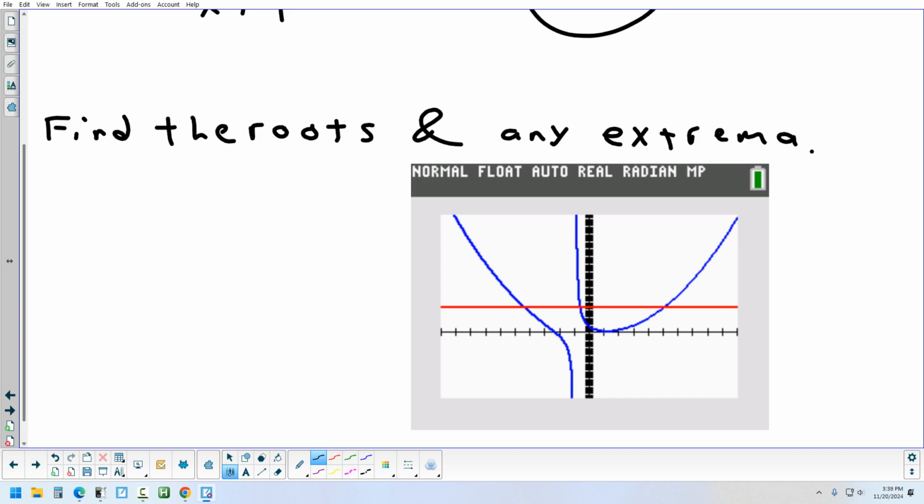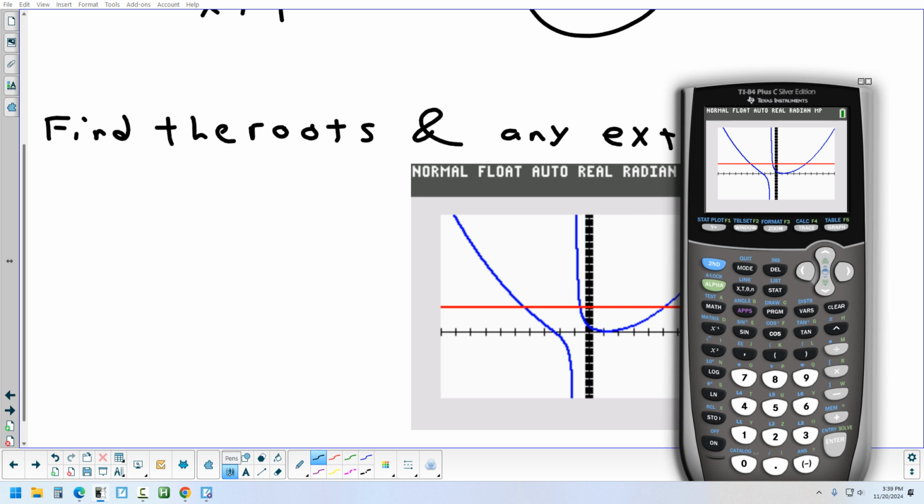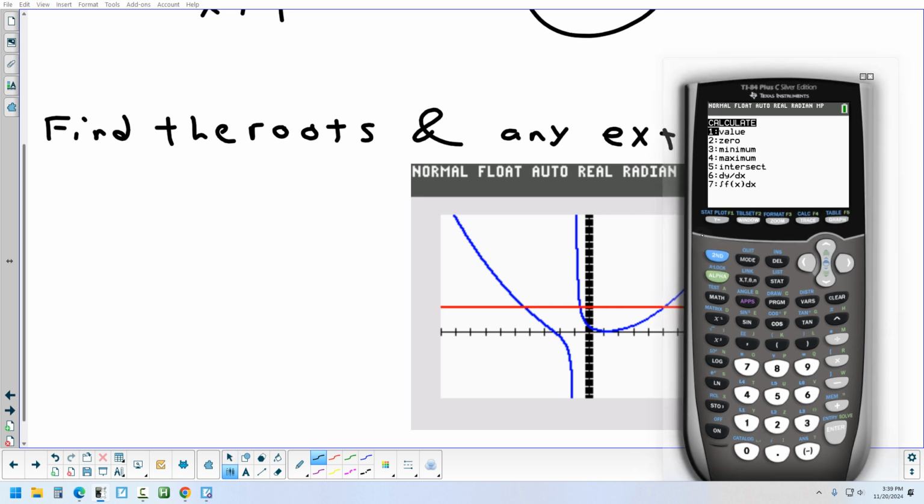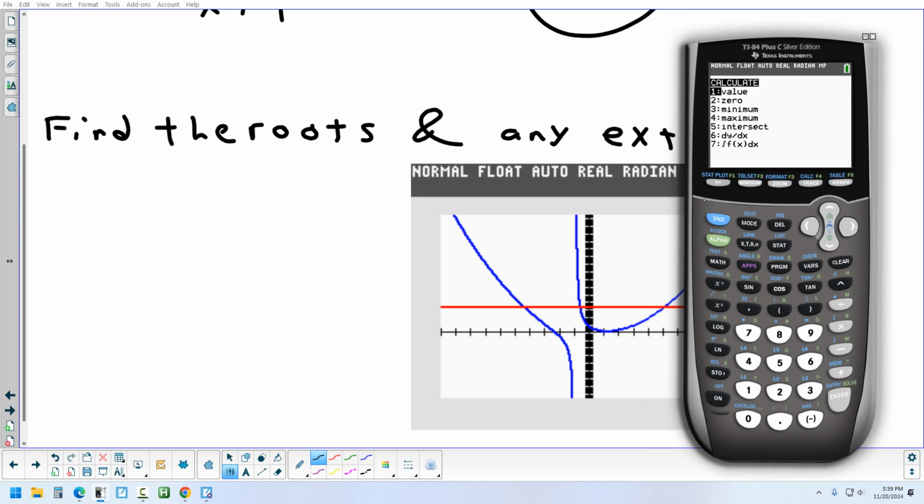It would be second calc, then zero, and then we pick a point. I'm not sure if it's crossing more than once. We're going to have to check that out. But we definitely know we got a crossing right there. So one of our zeros is at negative 2.28.